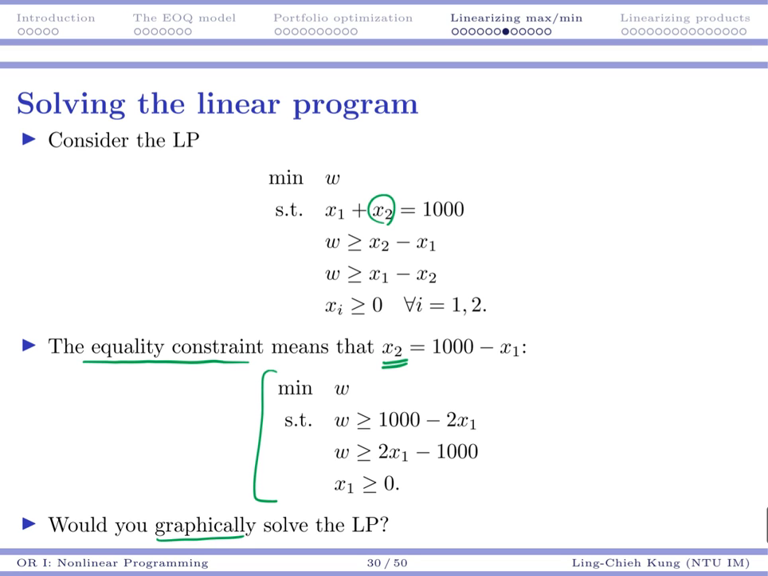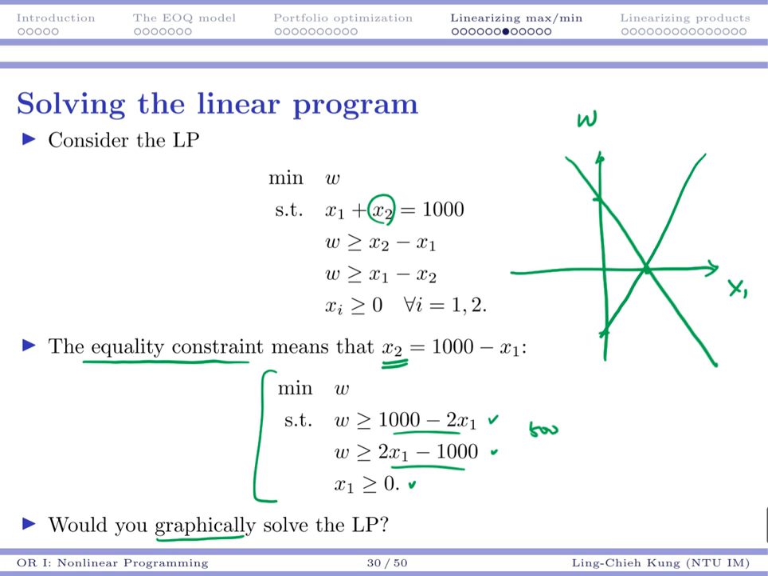Now maybe we may use a graphical approach to solve this problem. So let's say I have x1, let's say I have w. So x1 must be non-negative, w is unrestricted inside. And then all I need to do is to plot these two particular functions. If my x1 is 0, w would be greater than or equal to 1000. Or if my x1 is 0, then w would be greater than or equal to negative 1000. So that's one part. Or if my x1 is 500, I would see the right-hand side becomes 0, so it's here. Okay, so my first constraint is here, my second constraint is here.